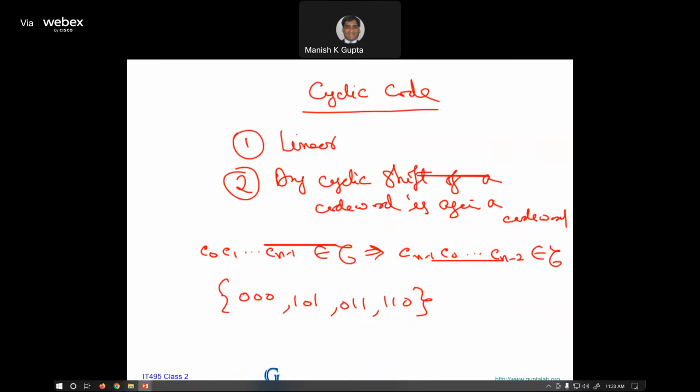The set is closed with respect to cyclic shift and it is linear, meaning the sum of any two vectors is also in C. Such a kind of code is known as a cyclic code.